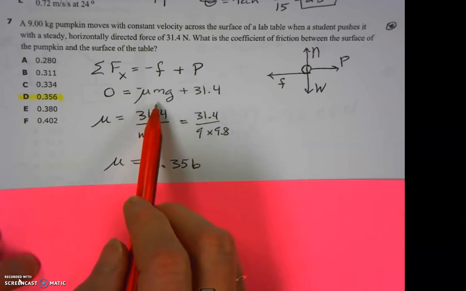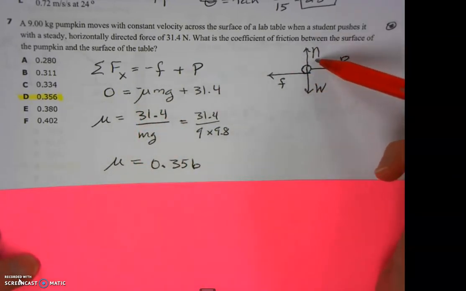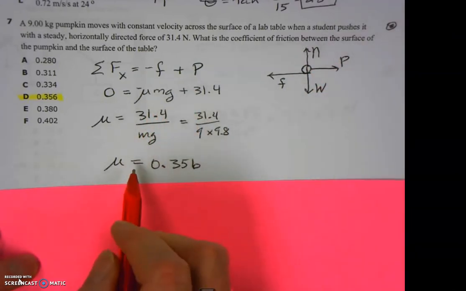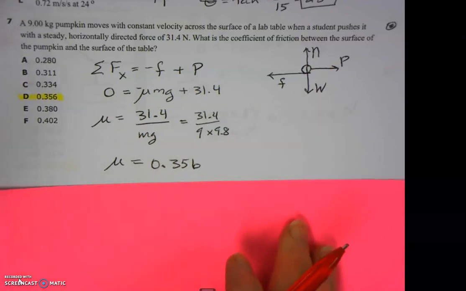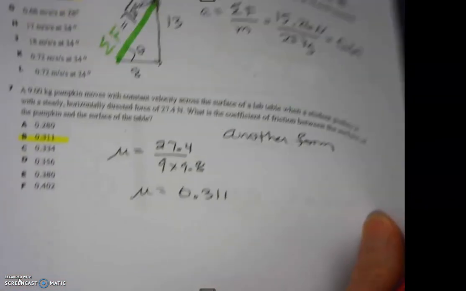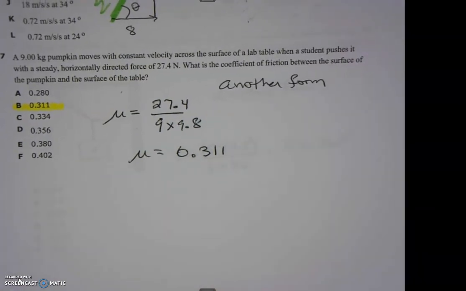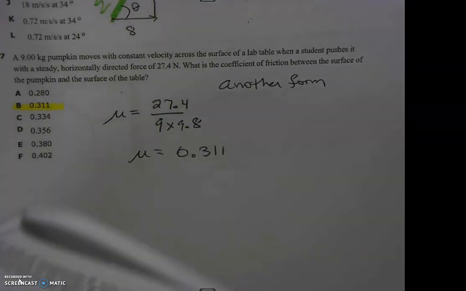Friction is mu times the normal force. Those are balanced, so normal and weight are equal to each other here. And I have opposite signs, and I solve for mu, 0.356 on this form, and it was 0.311 on another form. So the numbers varied in terms of the directed force, the horizontally directed force that produced that velocity.